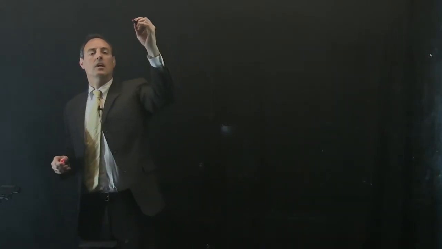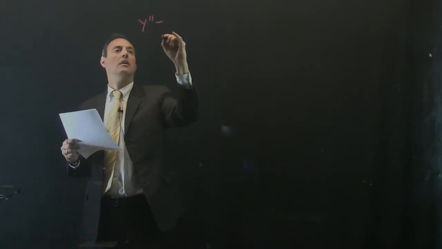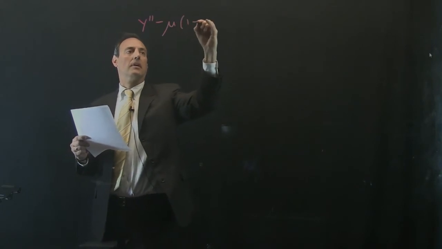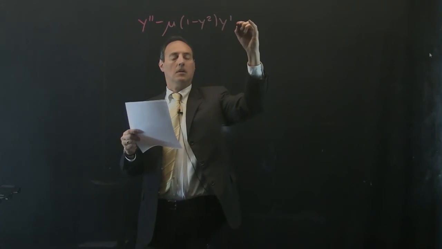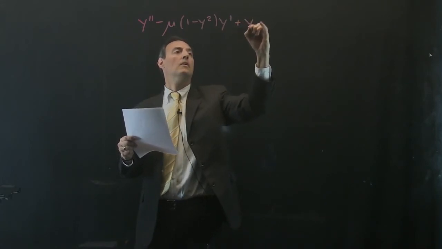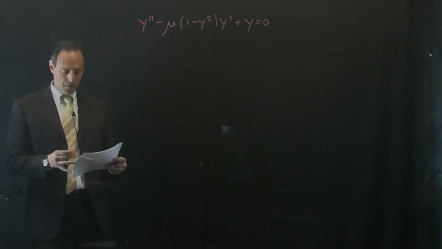So the van der Pol oscillator. Let me write it down for you. So what it is, it's an oscillator with a non-linear damping. There it is. So that's the van der Pol equation.